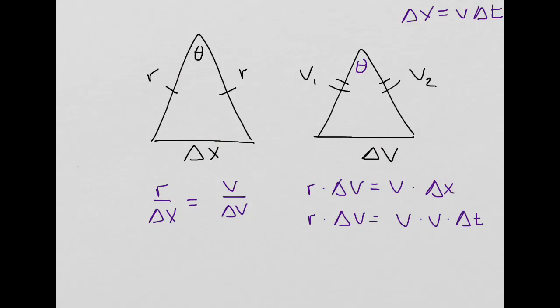Simplify, I get r times delta v is equal to v squared times delta t. Now I'm going to divide by delta t and divide by r, just rearrange a little bit, and I get that delta v over delta t is equal to v squared over r. And remember that acceleration is change in velocity over change in time, so this is equal to centripetal acceleration. Alright, so our equation for centripetal acceleration is v squared over r.